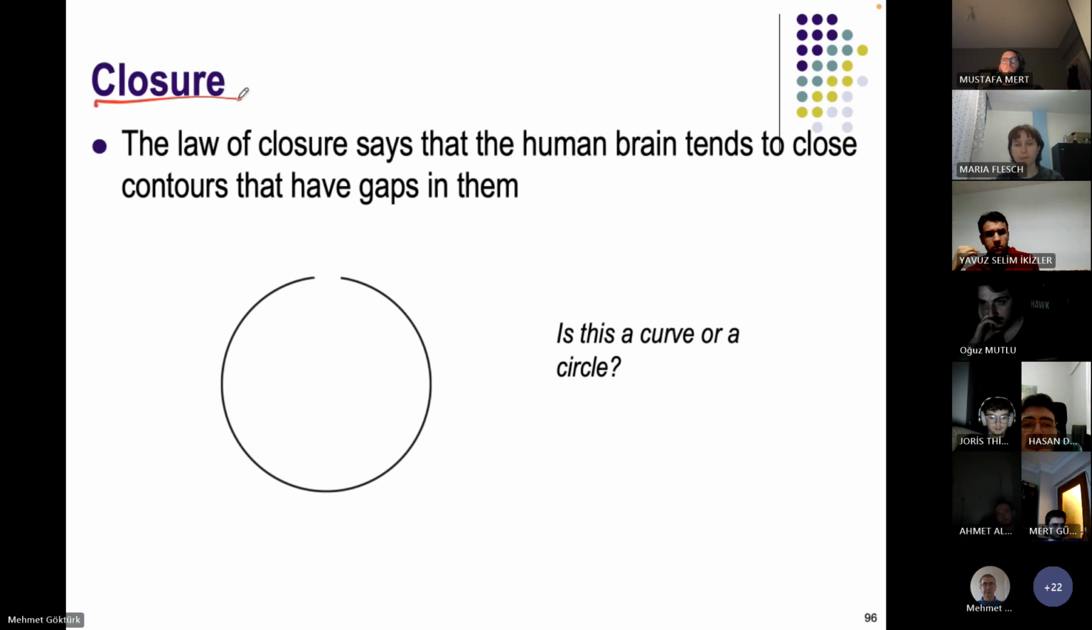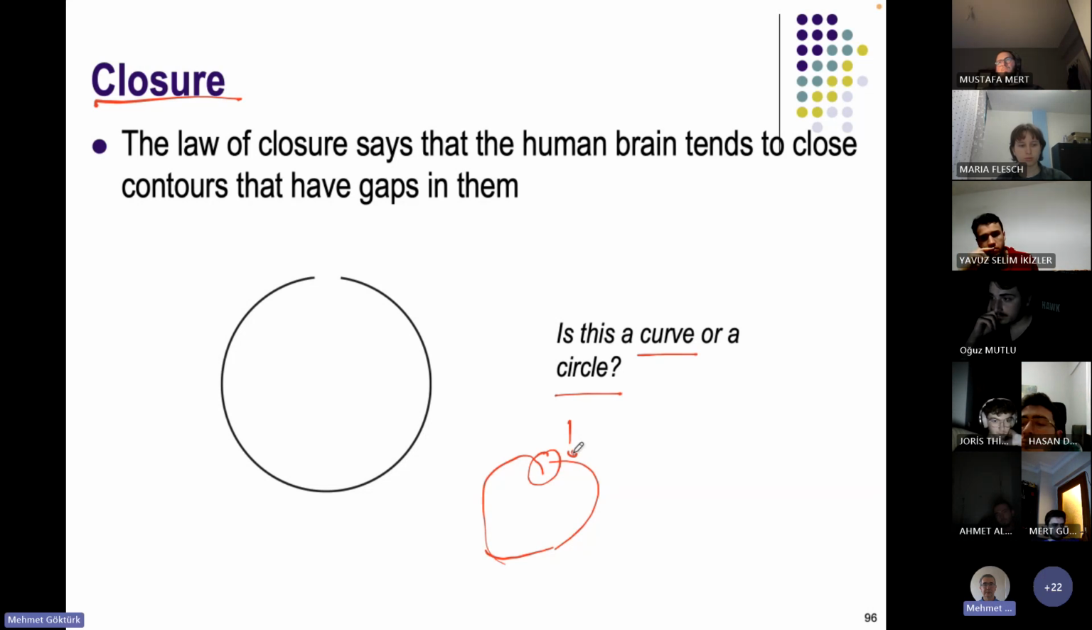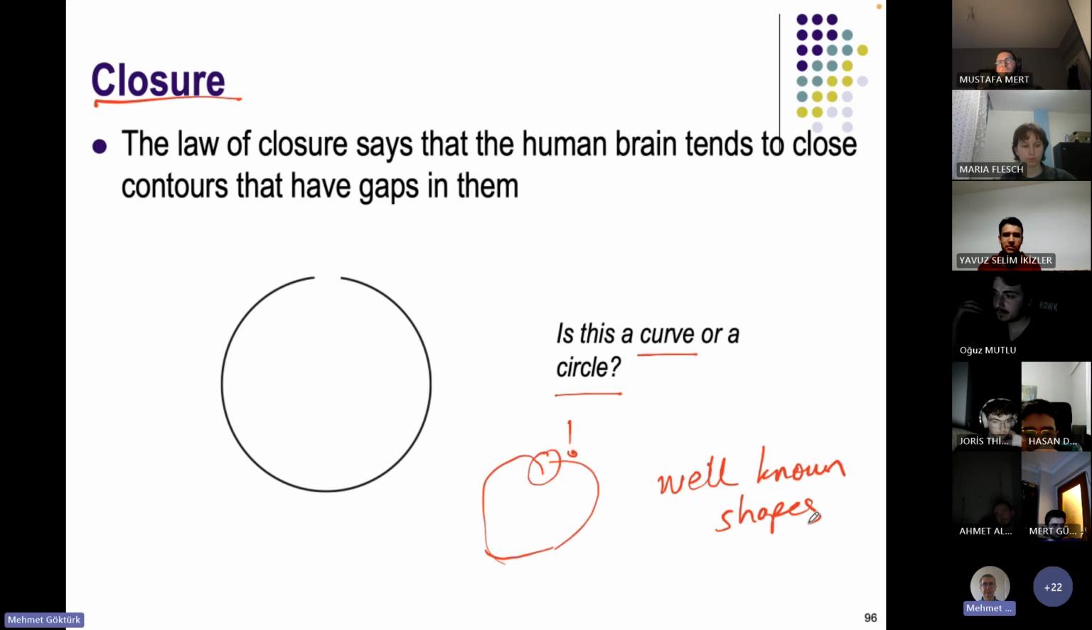Closure. Do I have a curve or a circle? Circle. Although it is not, but it is a circle. So our brain tries to form well-known shapes. So it has to be closed, finished, intact. Therefore, the human brain tends to close contours that have gaps in them. Those gaps don't mean anything.